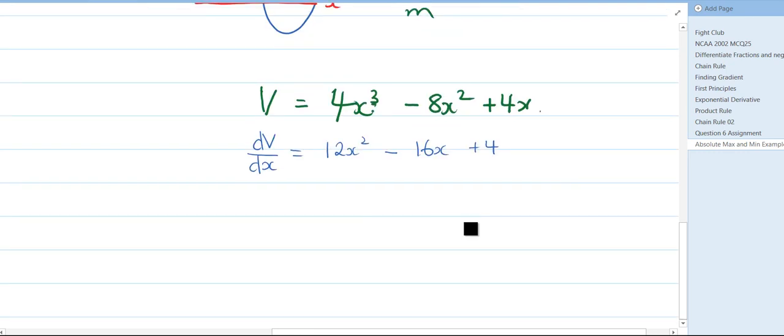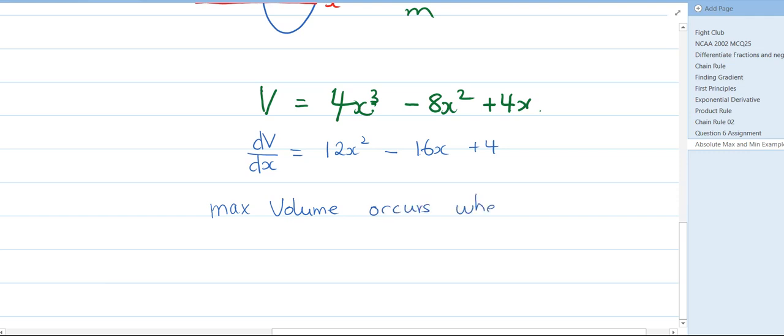Now, I found the derivative, and remember I know that the max volume occurs when dv/dx equals 0, when the derivative equals 0, or when the gradient equals 0. Okay? Gradient of your tangent is equal to 0.